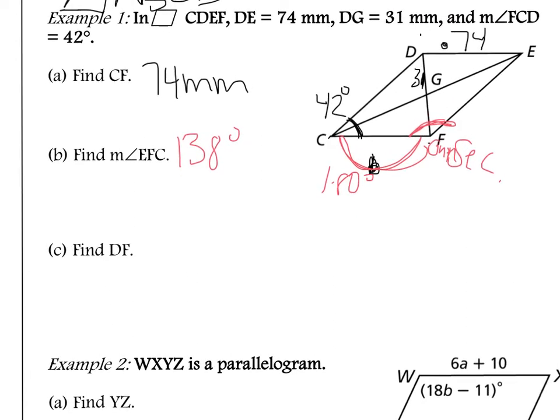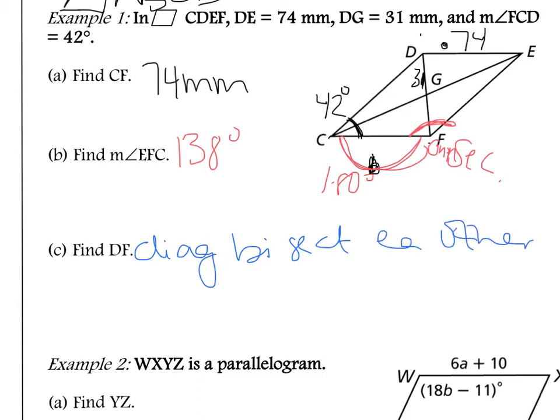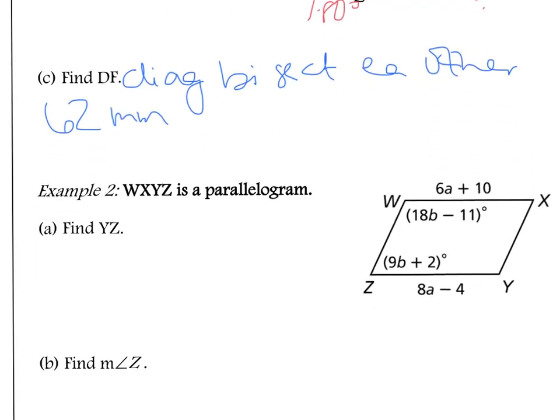Okay, and last one, DF. Okay, so now DF is a diagonal. So now we're talking about the diagonals. Well, look at your quad chart. What do you know about diagonals? Well, I know that they bisect each other. So if DG is 31, then so is GF, because they have to be equal. That's what bisect means. So that would mean the whole thing would be 62. So this is very simple. As long as you follow your quad chart and just refer back to it, then you just follow which rules you need and use them as you need them.